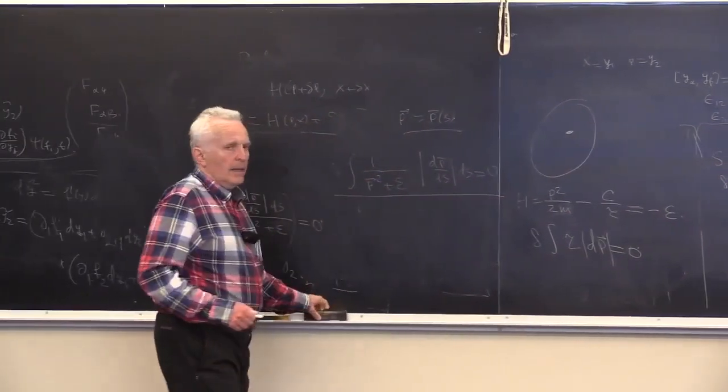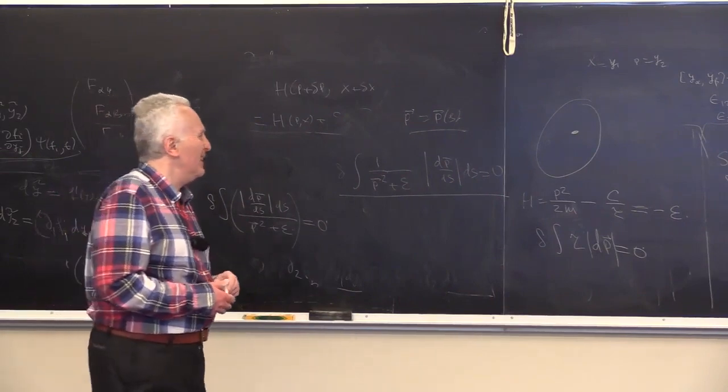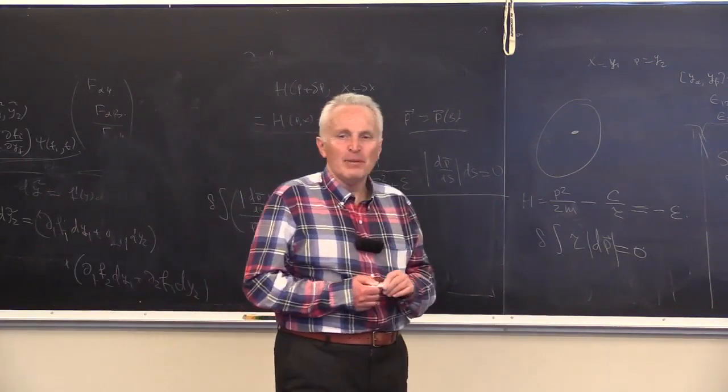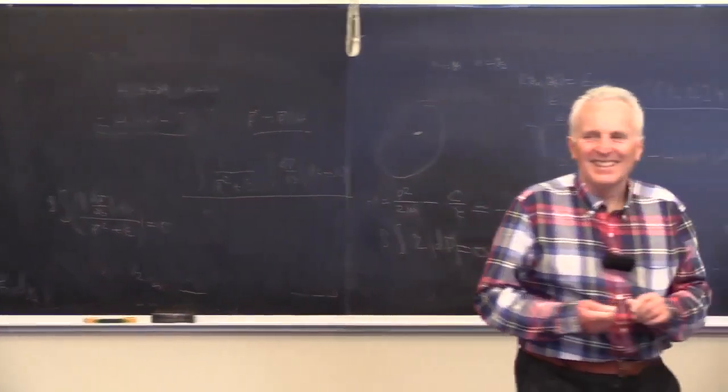Sorry, a quick question. How was the 2m lost? Oh, 2m lost in my usual way. I set m equal to 1/2. Okay. It's just irrelevant.